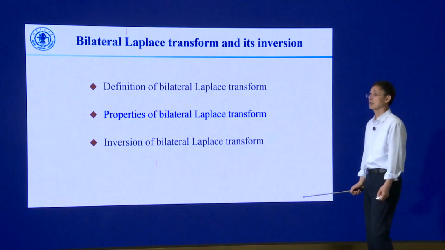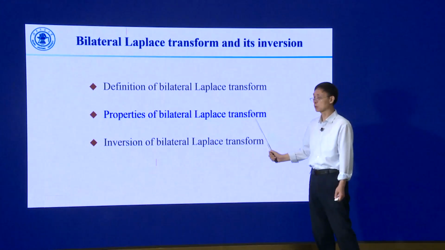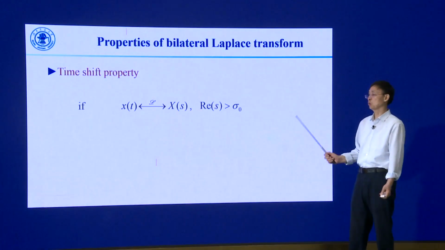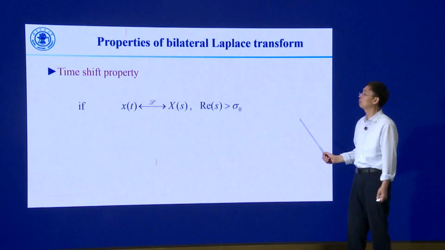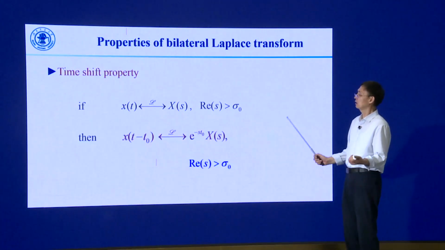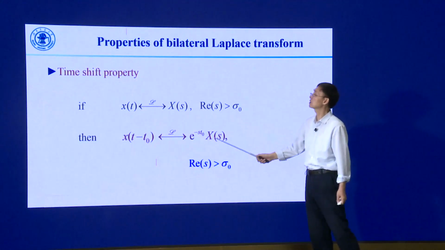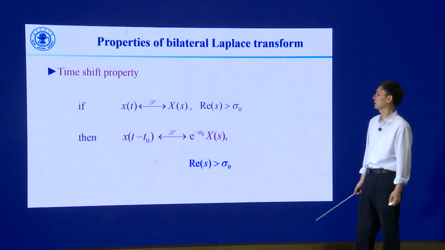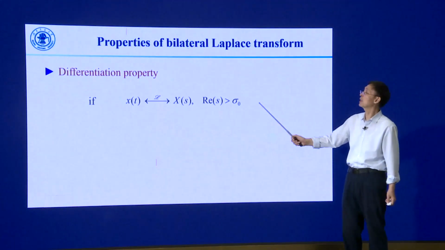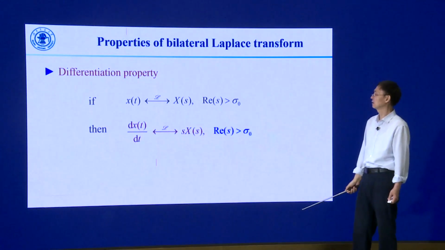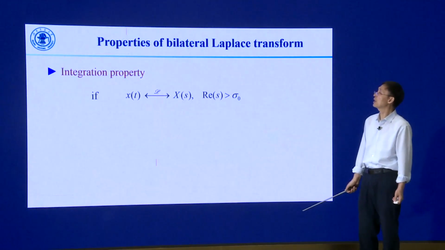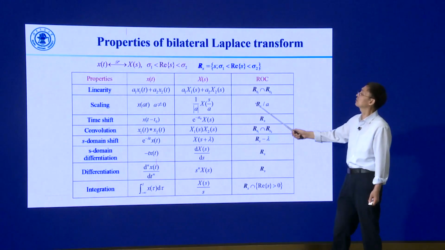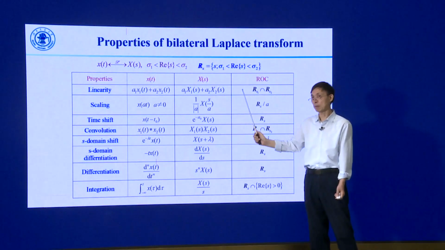Now we will study the properties of the bilateral Laplace transform. This is similar to the unilateral Laplace transform, so we will briefly introduce the properties. This is the time shift property. This is the differentiation property. This is the integration property. This is a list of the properties of the bilateral Laplace transform.